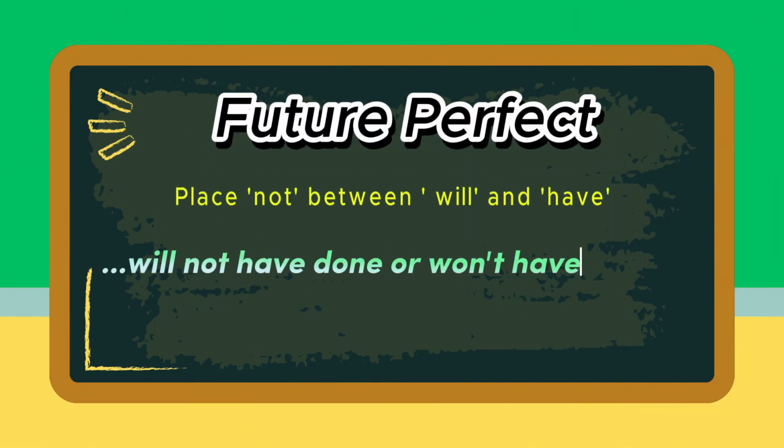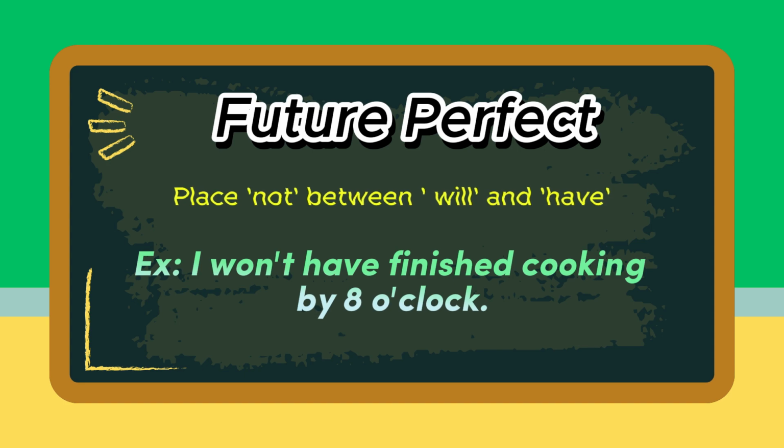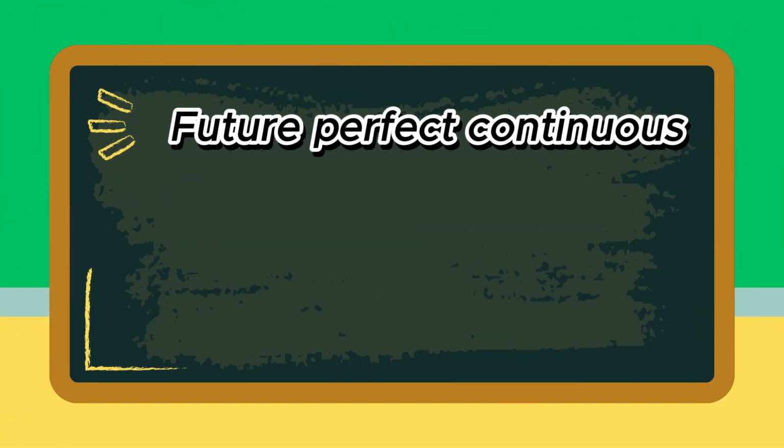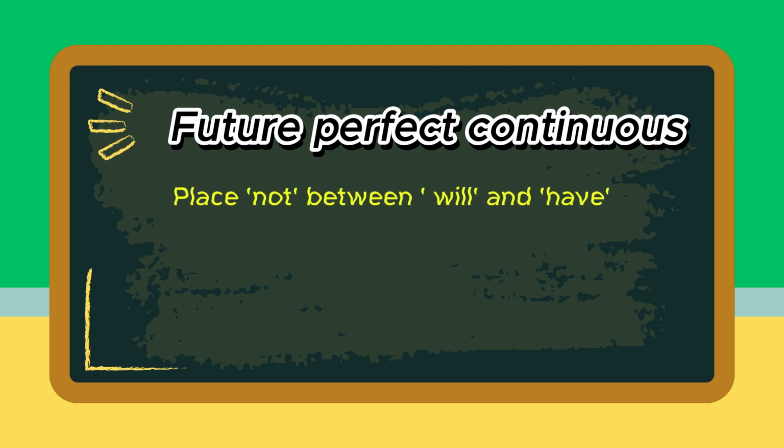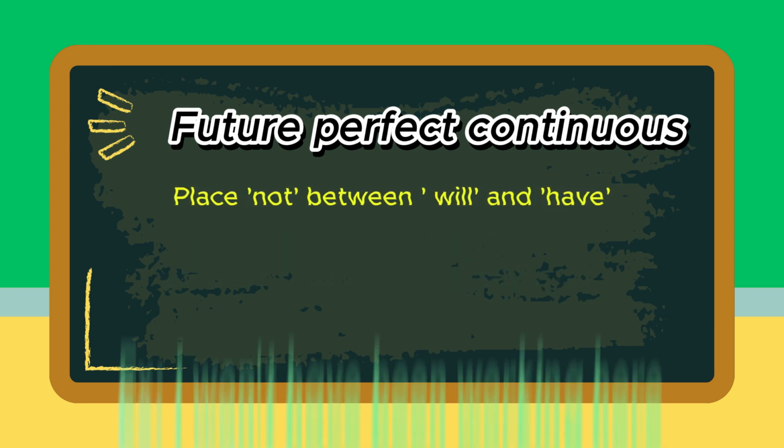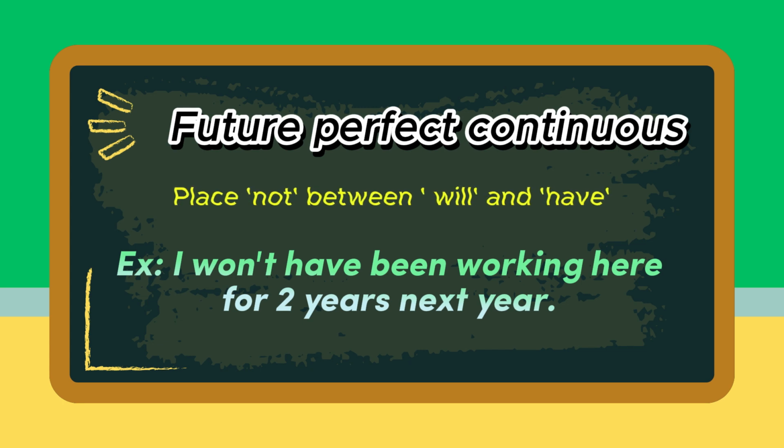Future perfect. Example, I won't have finished cooking by 8 o'clock. Future perfect continuous. Place not between will and have. Example, I won't have been working here for 2 years next year.